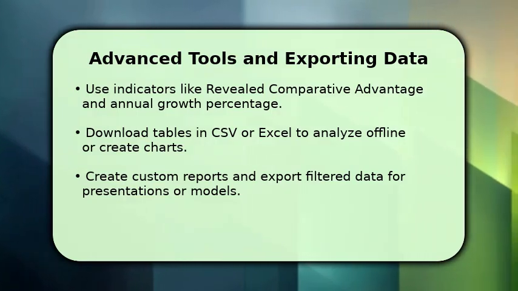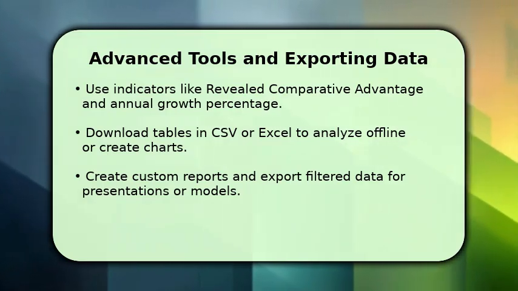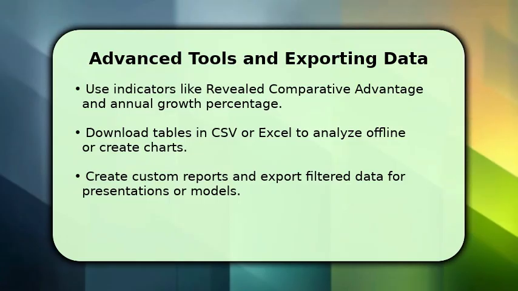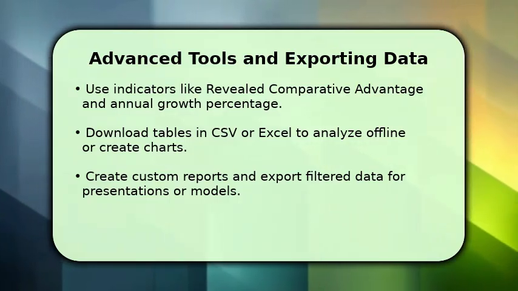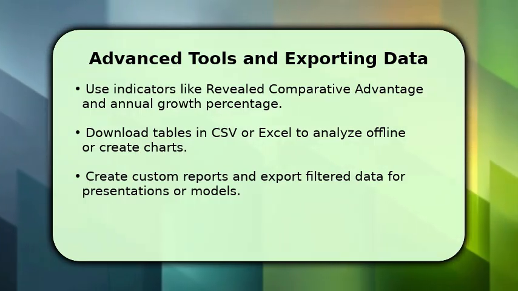Use time series tools to calculate compound annual growth rates over 5 or 10 years for trend validation. When ready, download tables in CSV or Excel format to analyze offline or build visual charts in your software.